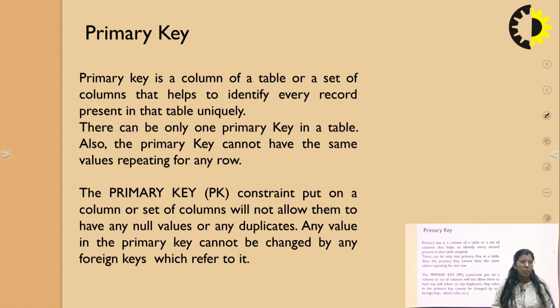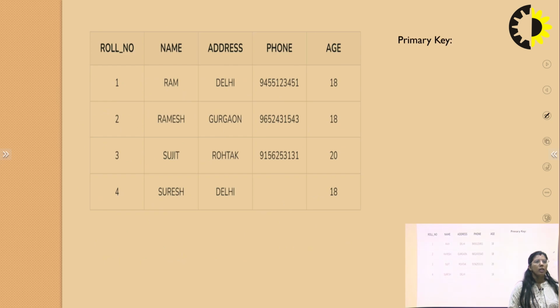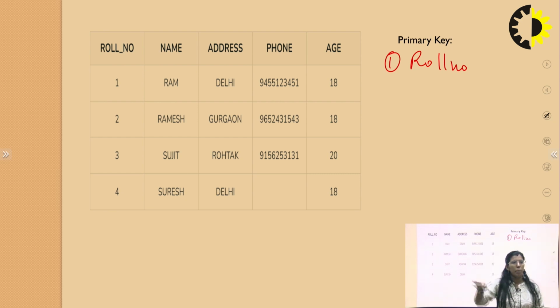A primary key constraint put on a column or a set of columns will not allow them to have null values as well. Any value in a primary key cannot be changed by any foreign key which refers to it. For this particular table, the first one which can be taken as primary key can be your roll number itself, because roll number alone can find each tuple uniquely. It can be considered as primary key.